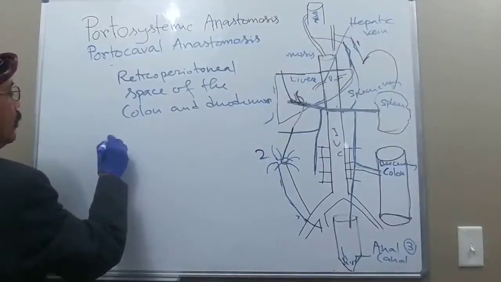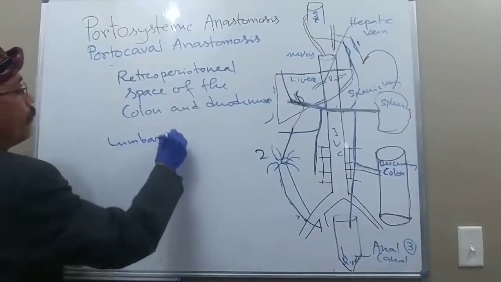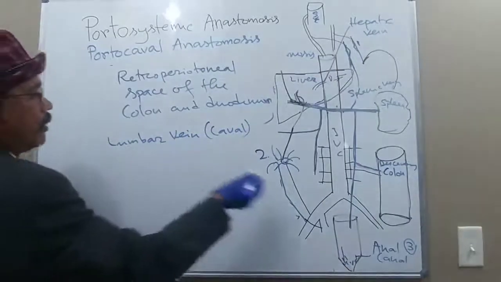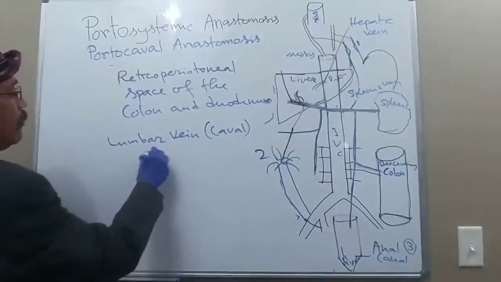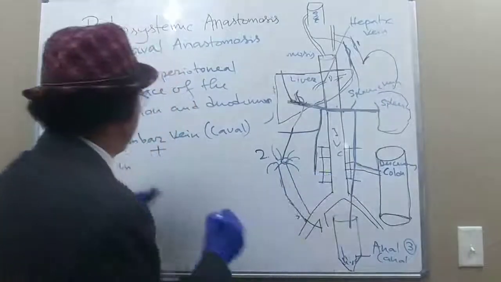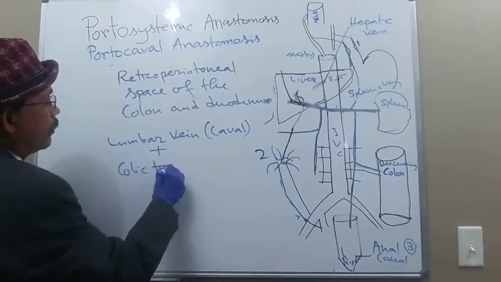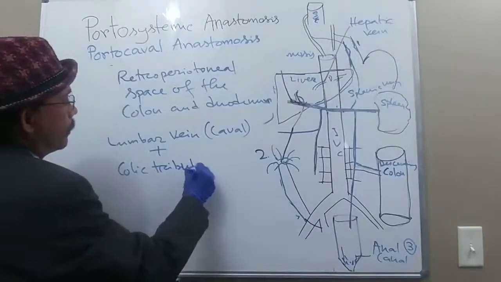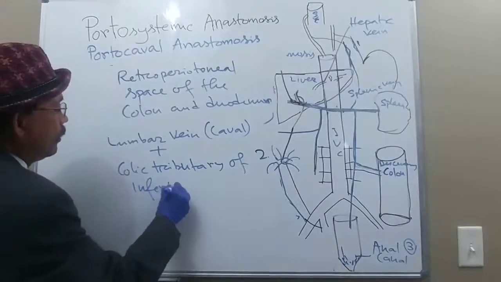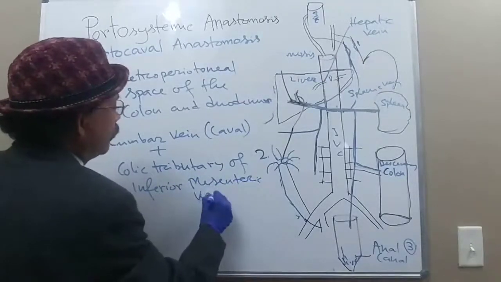We have the systemic vein, the lumbar vein, that is systemic or caval. It is a tributary of the inferior vena cava, and it will anastomose with the inferior mesenteric vein, the colic tributary of the inferior mesenteric vein. Okay, so we got another.